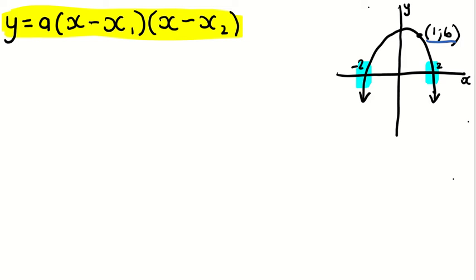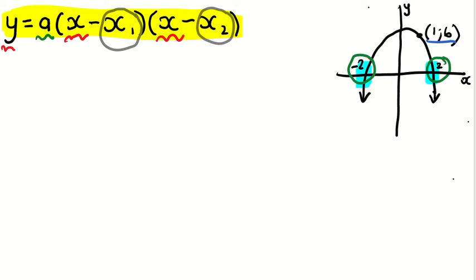Okay, so what do we do with this equation here? As you can see, we have our normal y and x, and also the a. But now there's a new thing. It's like the x1 and the x2. That represents the two intercepts, die twee plekke waar hy die x-as sny. Met ander woorde, -2 and 2.